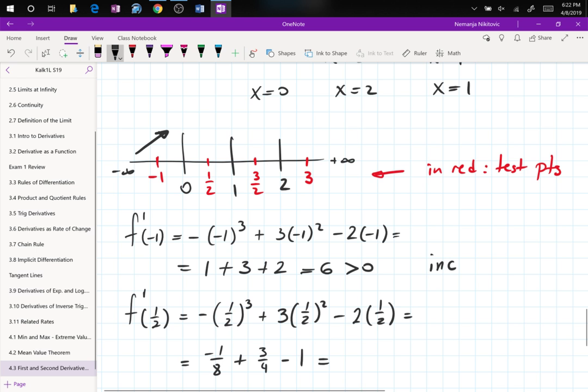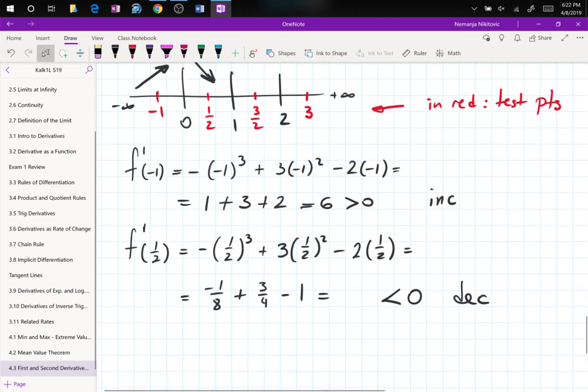Now, it's less than 0. We don't have to compute. If you already see it's less than 0, you can just, because these two, right? 3/4 is smaller than 1, and then negative 1/8 is going to make it more negative. So it's equal to a number, but it's going to be less than 0, so decrease with the arrow going down.